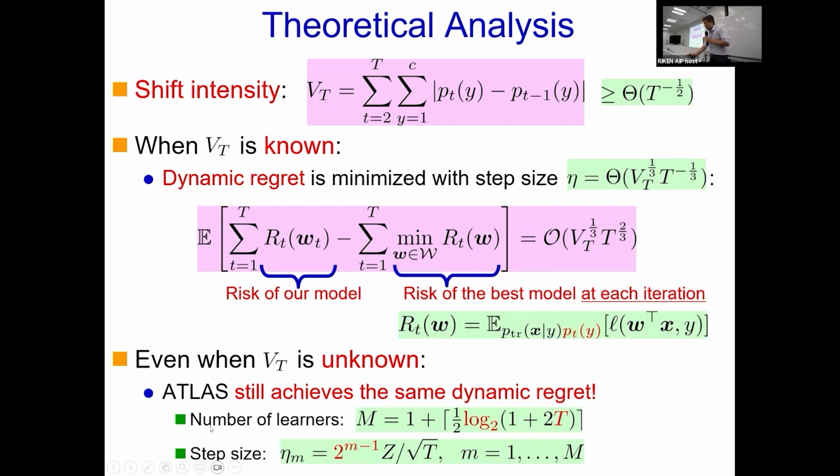In practice, we set the number of learners to the order of log T. So if T is large, maybe M is also large, but still it's a logarithmic order. Maybe this is still acceptable. Then the step sizes are equidistant on a logarithmic scale. It's also a kind of standard choice. By that, we can achieve essentially the same dynamic regret as the known case. So that's a very strong theoretical guarantee.